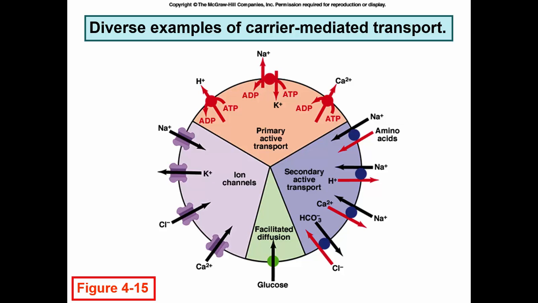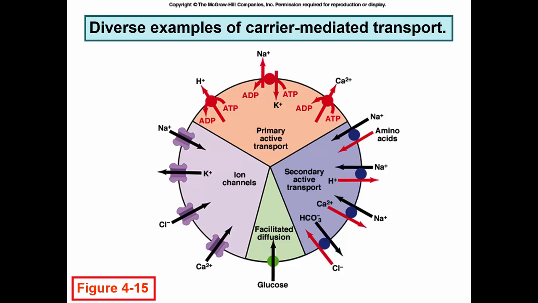Let's say I give you a bogus ion X, okay? And I told you that ion X has an electrochemical gradient that favors it moving outside of the cell, and I want it to move into the cell, okay? How could you envision connecting ion X to a transporter to make that happen?